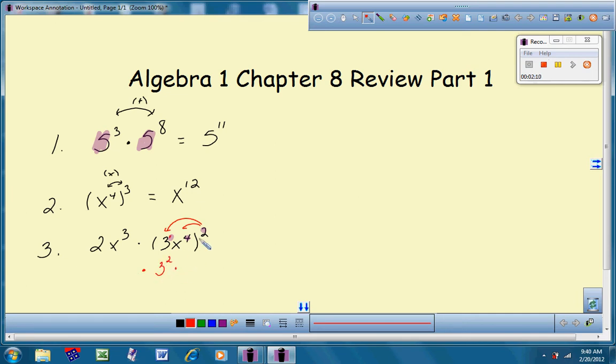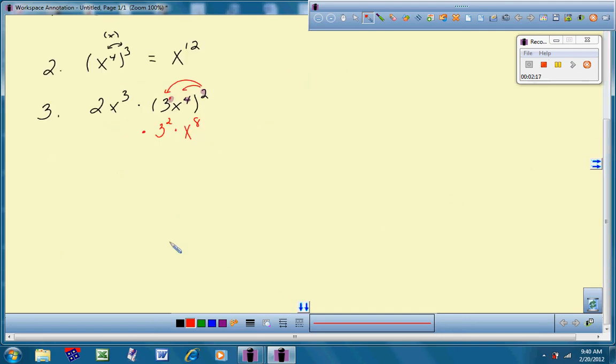times x to the 8th. 3 squared is simplified to 9, and then we would just attach the x to the 8th. Bring down the rest of your expression, which is 2x cubed.